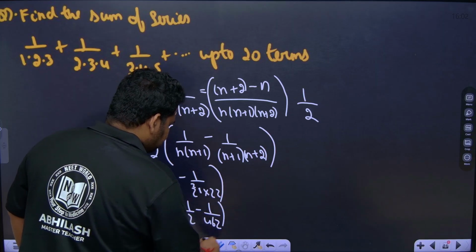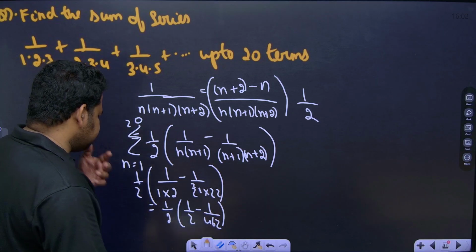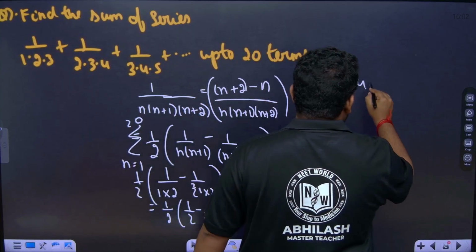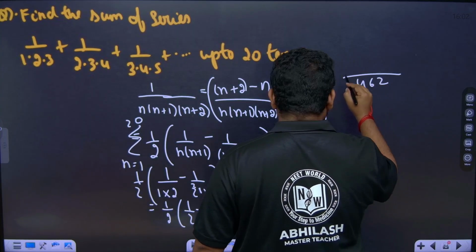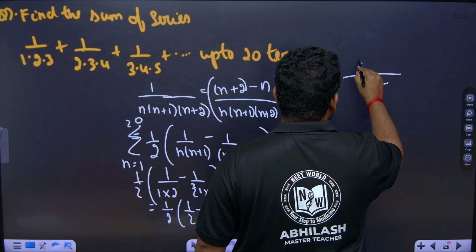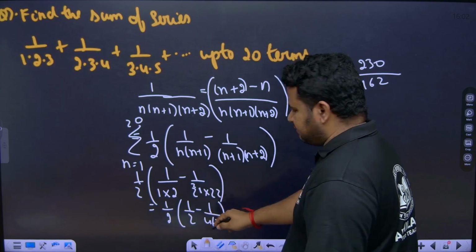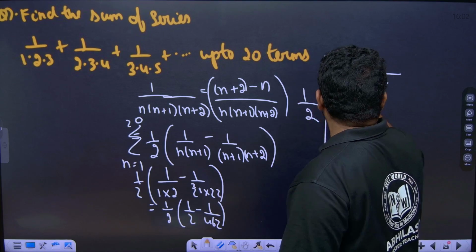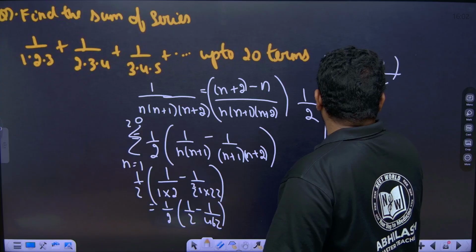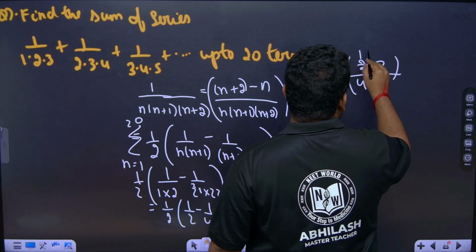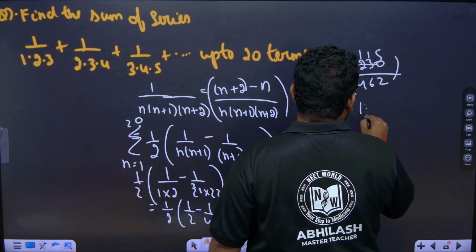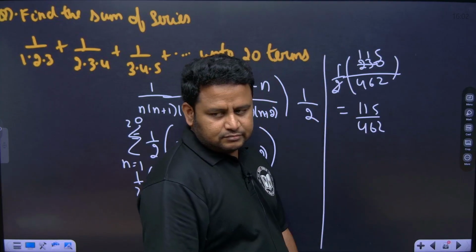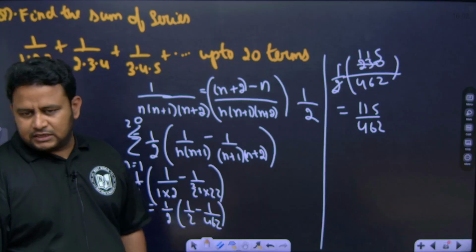462. Clear? LCM is 462 only. This 462 is what? 231. 231 minus 1 is 230. If I divide by 2, this is what? 231 I will get. So 231 minus 1 is 230, divided by what? 1 by 2. So this will become, 2 1s are 2, 2 5s are 10, so this will become 115 by 462. Further you cannot divide. That is the answer. Clear? Understood the concept?